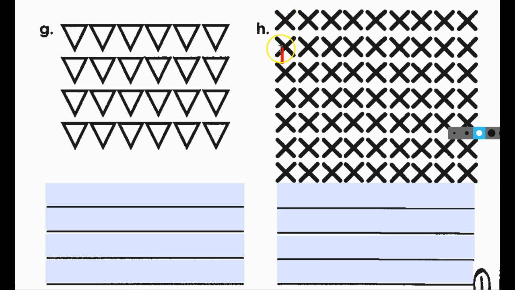So how many rows? Let's see. 1, 2, 3, 4, 5, 6, 7. I have 7 rows. Times how many across? 9. Yep, 9. That's right. Equals? 63. So what's the other way to write it? 9 times 7 is 63. Just count all the x's.